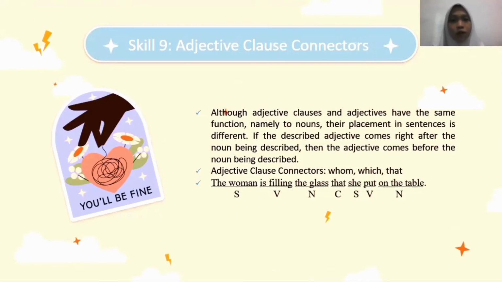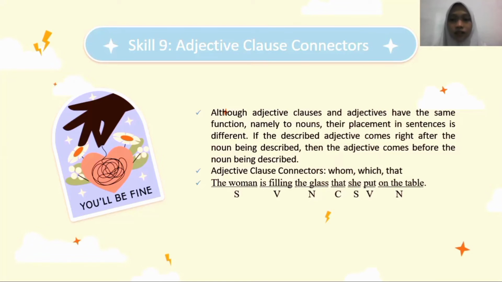Let's now move on to slide 5. Skill 9, adjective clause connectors. An adjective clause is a clause that describes a noun, and because the clause is an adjective, the clause is located right after the noun being described. Although adjective clause and adjective have the same function, namely to describe nouns, their placement in a sentence is different. If the adjective clause comes right after the noun being described, then the adjective comes before the noun being described.